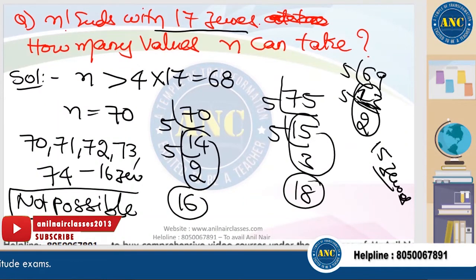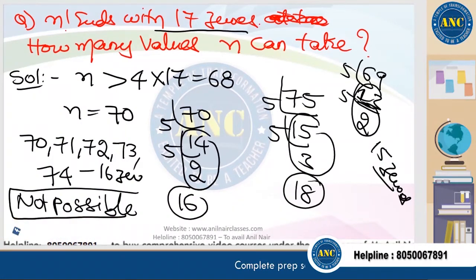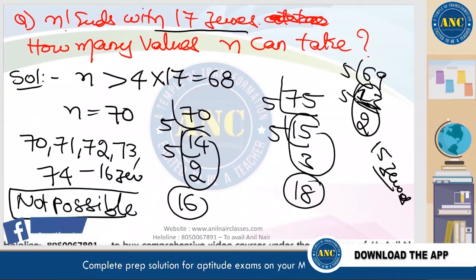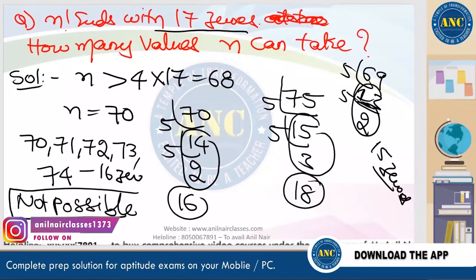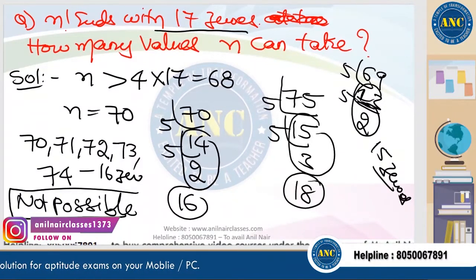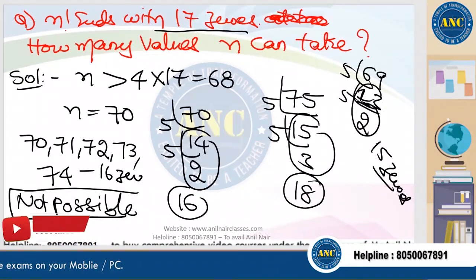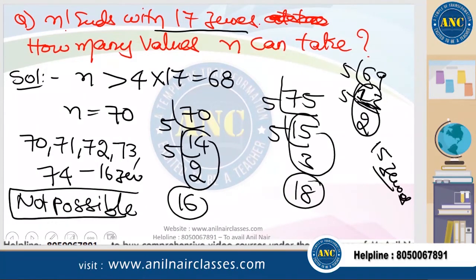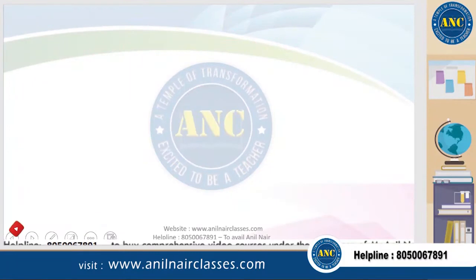Next one. Please write down the next question. Remember this: n factorial ends with x zeros, and n is greater than 4x. Next question.